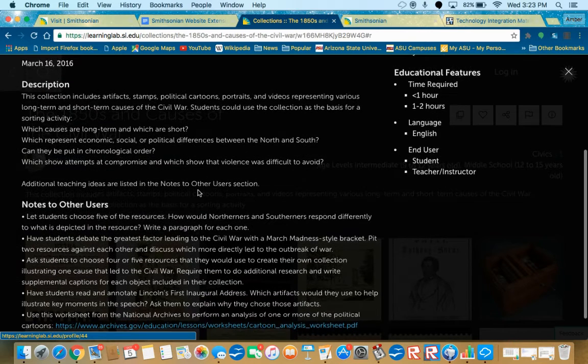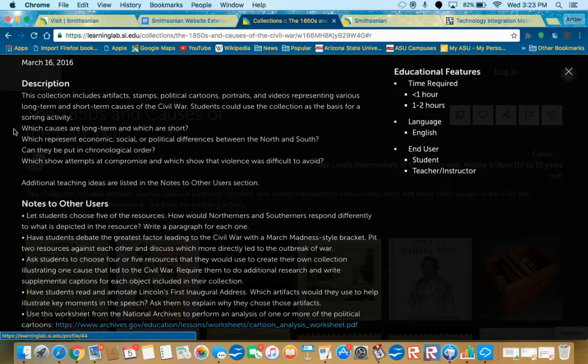One idea would be to have a sorting activity. The students could have all the pictures and sort them into which causes are long-term and which are short-term, and which represent economic, social, or political differences between the North and South. Can they be put in chronological order? One idea that I had was that the classroom could be set up in a giant timeline, and students could each have a picture either on a tablet or printed out and find their place on the timeline. I also thought we could use these artifacts as a starting point for a discussion about what events took place before the Civil War to cause the civil unrest.